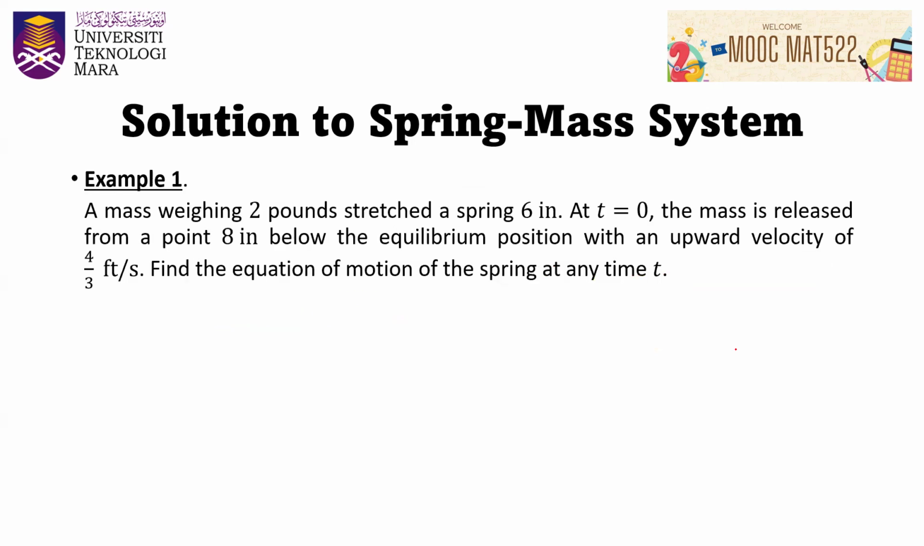Now, let's look at the same example 1 from the previous video. A mass weighing 2 pounds stretches a spring by 6 inches. At time t = 0, the mass is released from a point 8 inches below the equilibrium position with an upward velocity of 4/3 feet per second. Find the equation of motion of the spring at any time t.